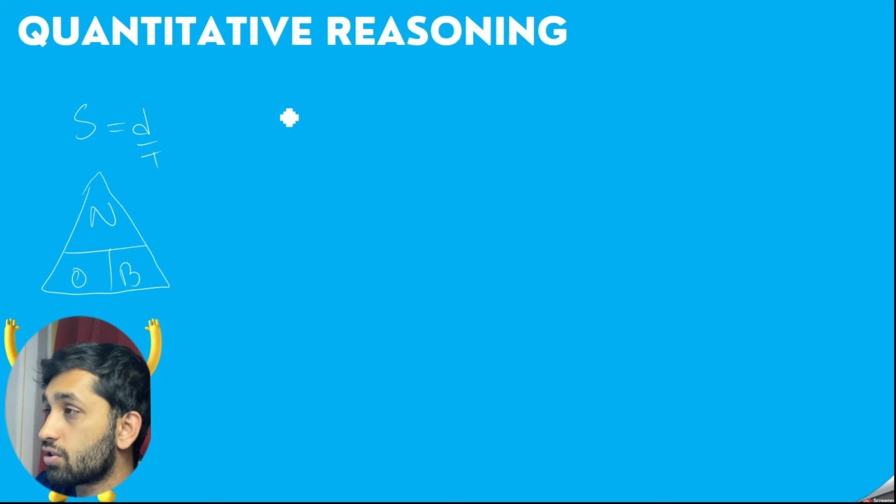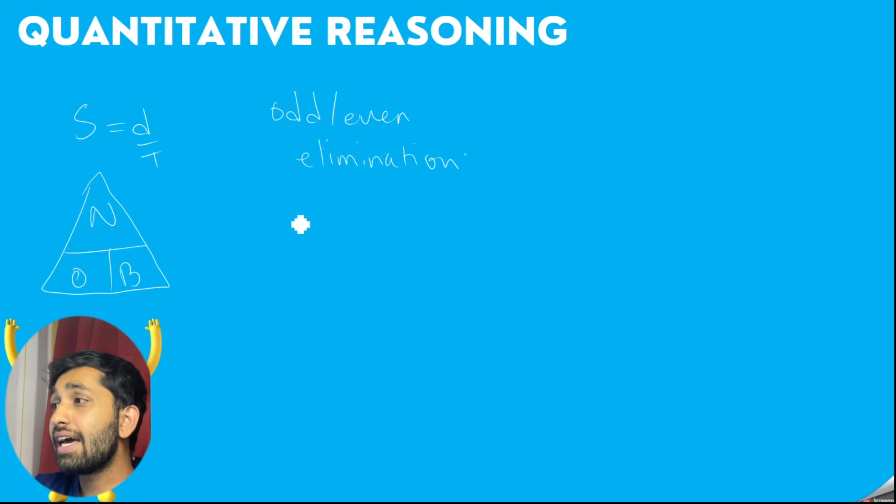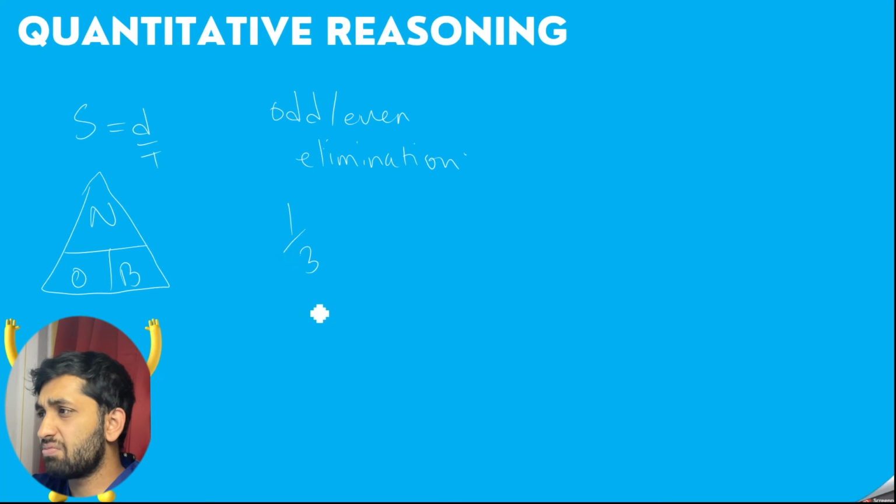Then I also wrote down odd, even, elimination. Best thing about quantitative reasoning is that majority of the time, well, I say majority, but quite a few times you can get away with getting the right answer without having to do maths. And that's all to do with elimination techniques, which I've also created a video on, so definitely take a look at that. Then I also wrote down the fractions and what they're equivalent to.